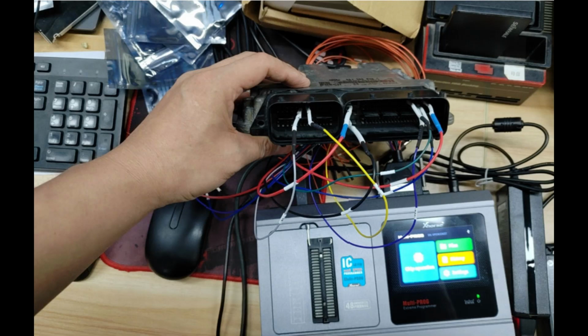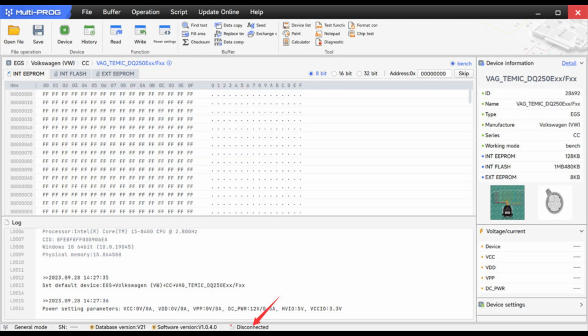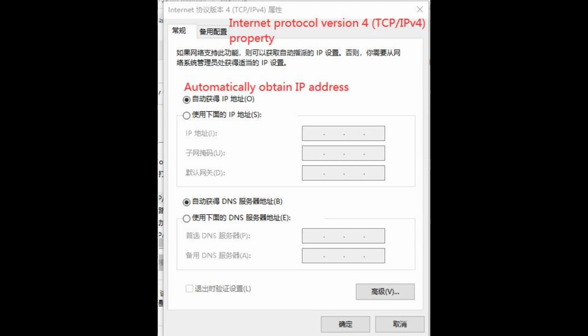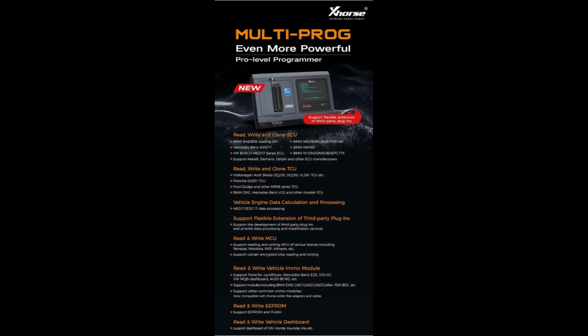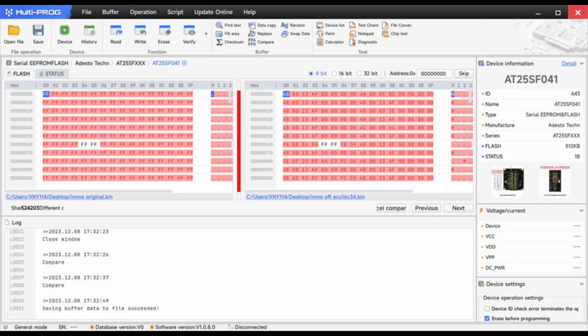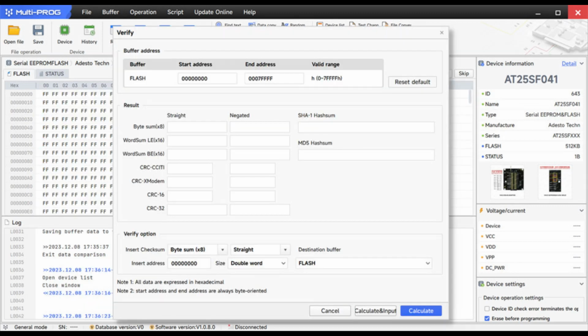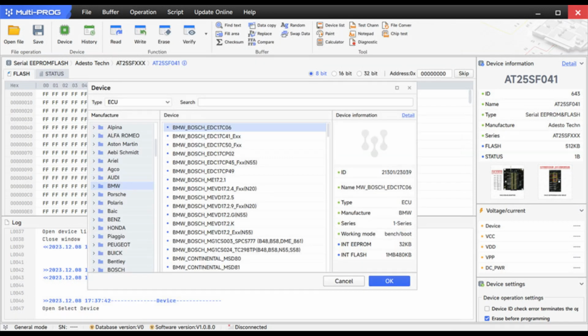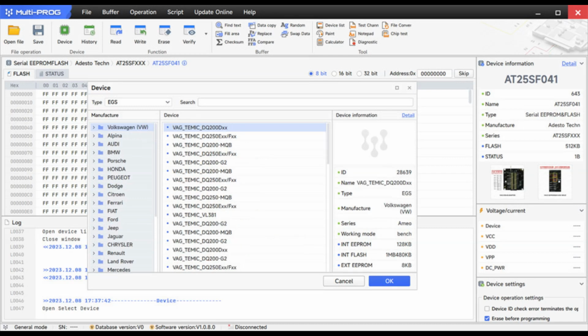1. Read and write and clone ECU. BMW B48/B58 reading ISN. BMW MSD 80/81/85/87/MSV90. Mercedes-Benz SIM 271. BMW MSV 80. VW Bosch MED 17 series ECU. BMW N13/N20/N55/B38/TC17X. Support Marelli, Siemens, Delphi, and other ECU manufacturers.